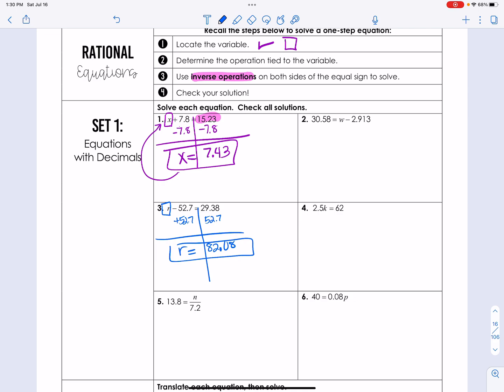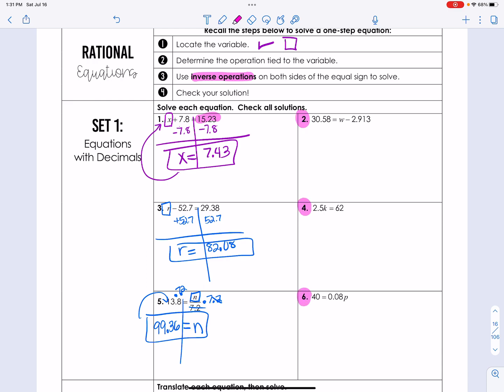So on the next one, I'm going to just jump down, and it's being divided by 7.2, so the opposite operation is to multiply by 7.2. I forgot my decimal. Okay, and so when I multiply by 7.2, I end up getting n equals 99.36. And so then you can check that answer and make sure when you divide it by 7.2, you get 13.8. I would like you to pause the video and do these 3.